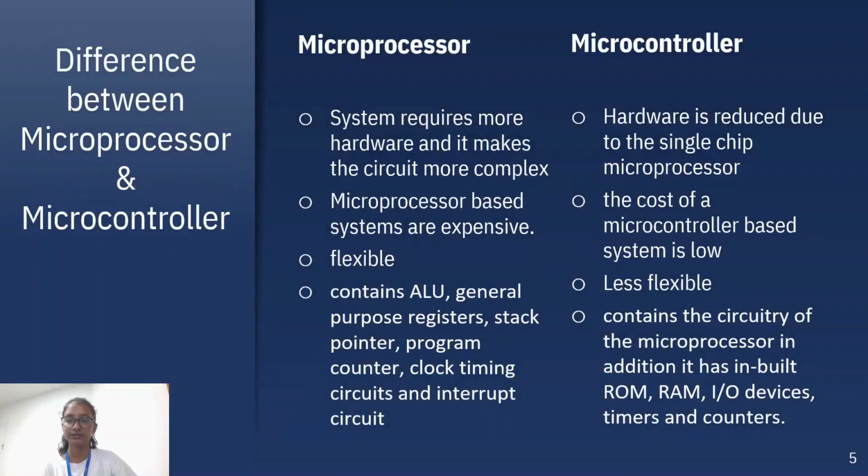Next, we'll see the difference between microprocessor and microcontroller. The main difference is that the microprocessor system requires more hardware, which makes the circuit more complex. While in the microcontroller, the hardware is reduced due to the single chip system, where all the circuits are inbuilt and internally connected. Microprocessors are a little expensive, while everything comes inbuilt in the microcontroller, so the cost of the system is low as compared to the microprocessor.